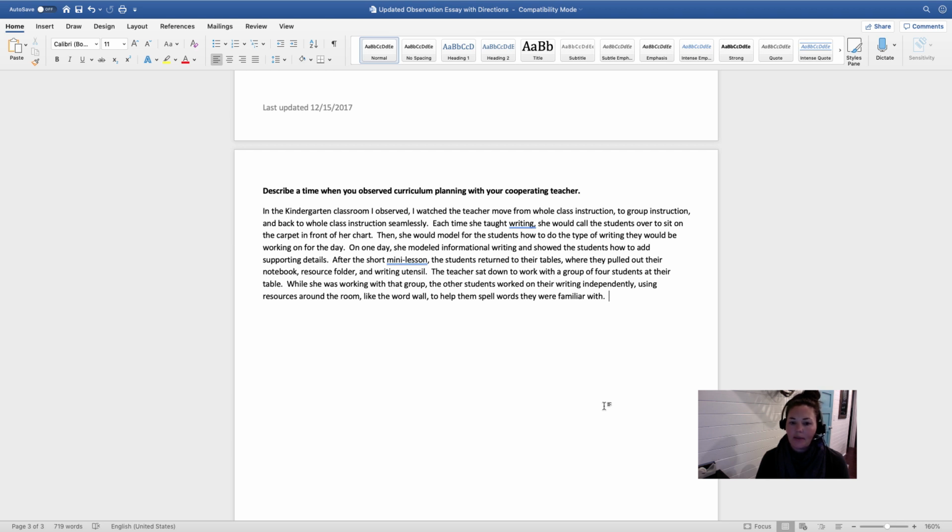After the short mini lesson, the students returned to their tables where they pulled out their notebook, resource folder, and writing utensil. The teacher sat down to work with a group of 4 students at their table. While she was working with that group, the other students worked on their writing independently using resources around the room like the word wall to help them spell words they were familiar with.